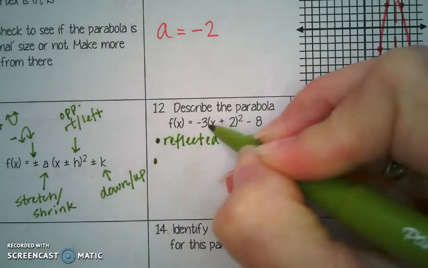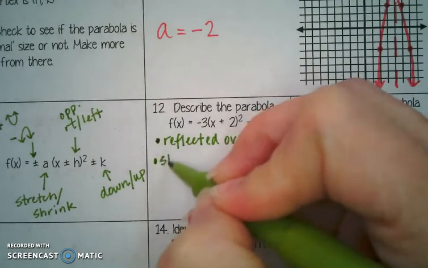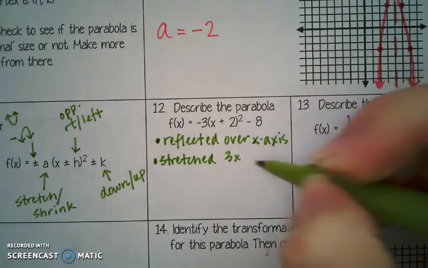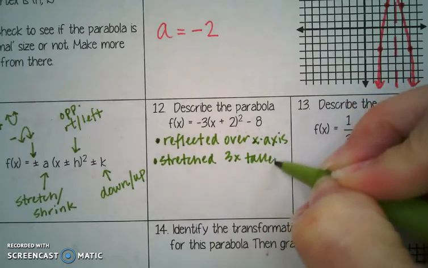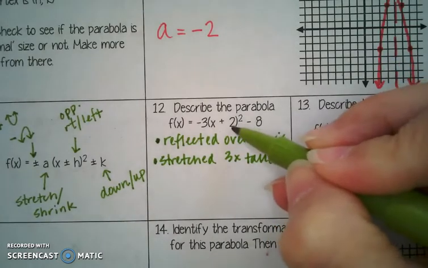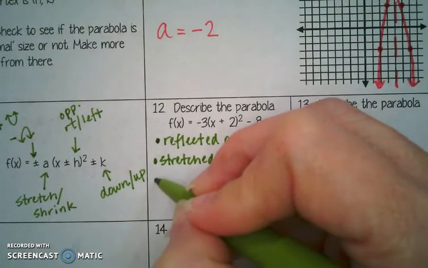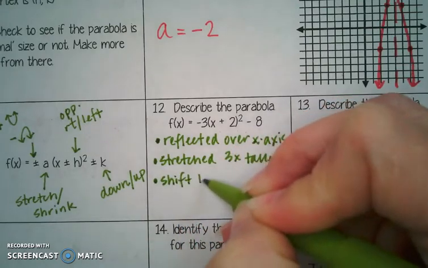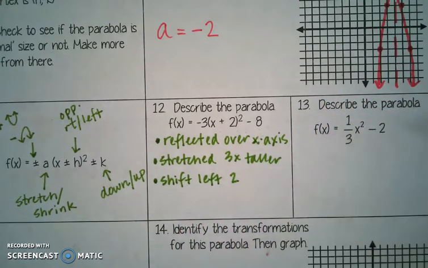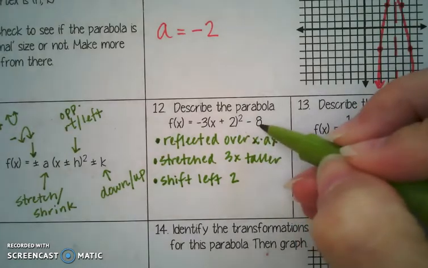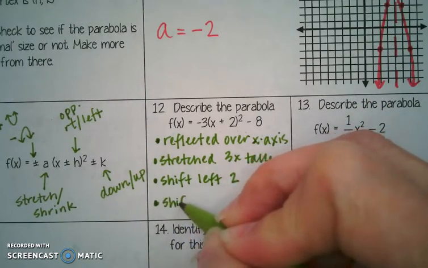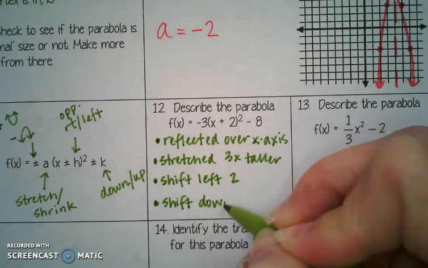All right, this 3 tells us that we have stretched 3 times taller than it normally is. This 2 right here in the parentheses tells us that we need to shift left 2. And then this -8 at the end tells us that we are going to shift down 8.